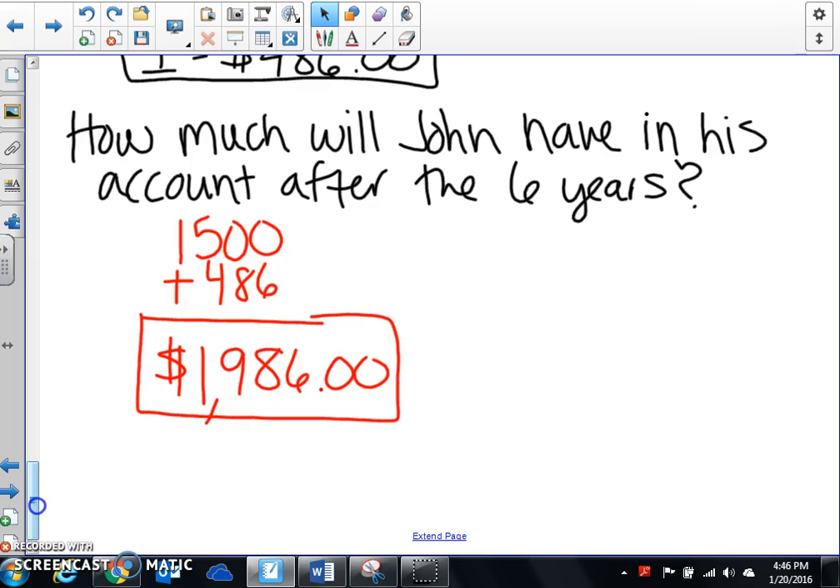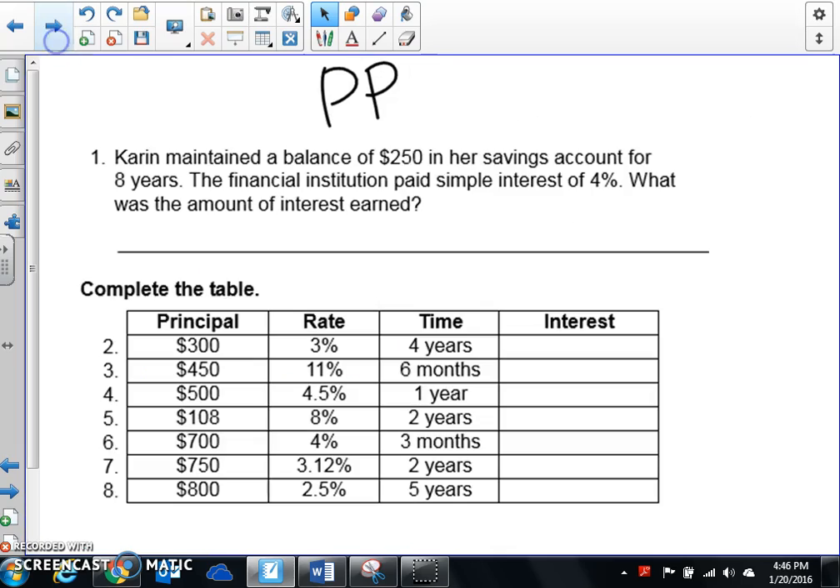Go, John. Alrighty, here are your practice problems. I just have you finding the interest in the table. We are going to work with lots of word problems in class tomorrow. So the only word problem, I believe, is the first one. Yes. All right.